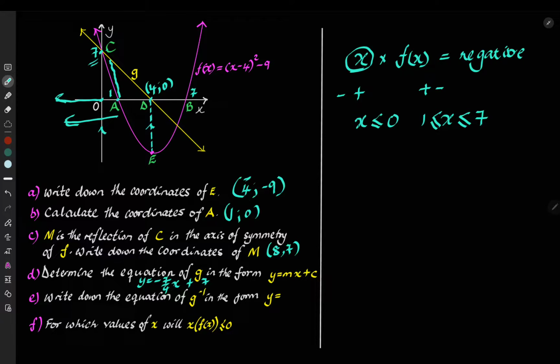So in the same manner, they can ask you maybe g times f of x is less than 0. So you do exactly the same thing, where the graph of g will be positive and the other one will be negative. Then you can find your answer that way. So yeah, this is how you tackle a parabola and the straight line. Now moving on to the next section, we will be talking about the exponential function.